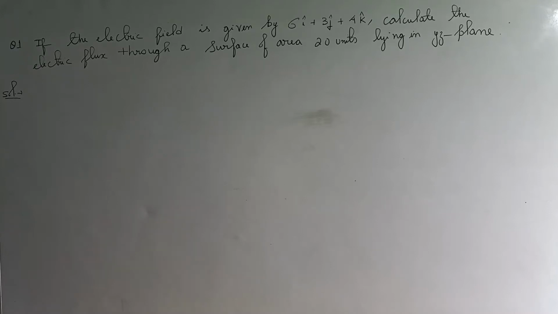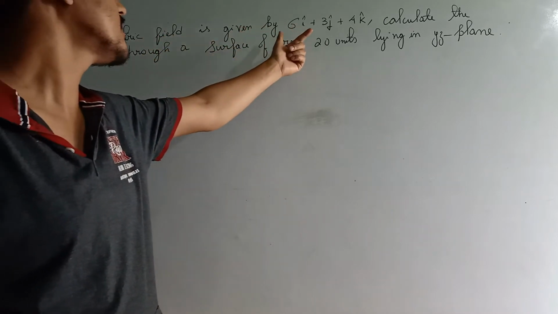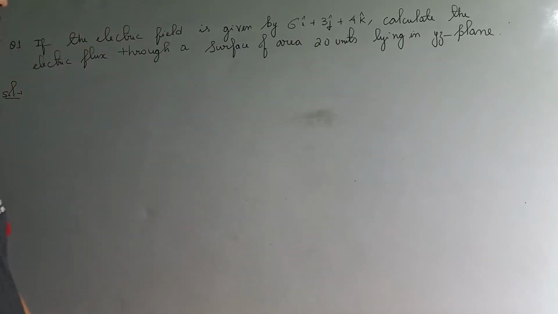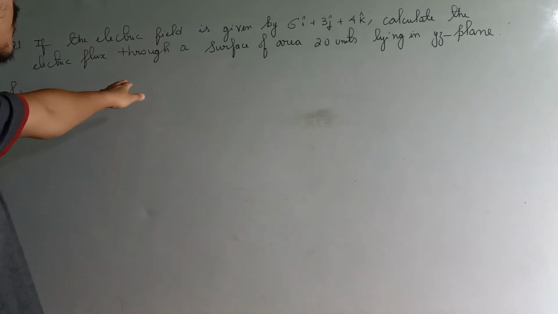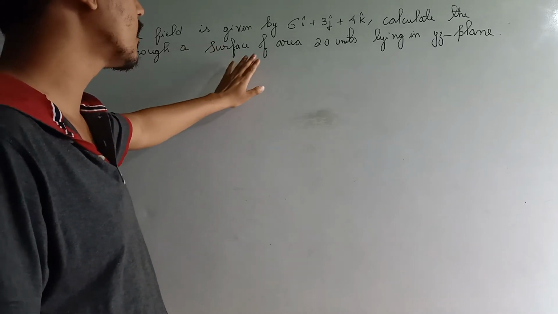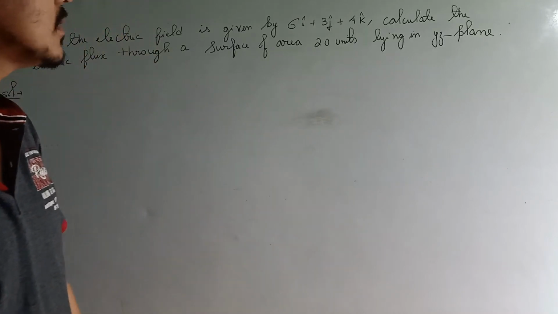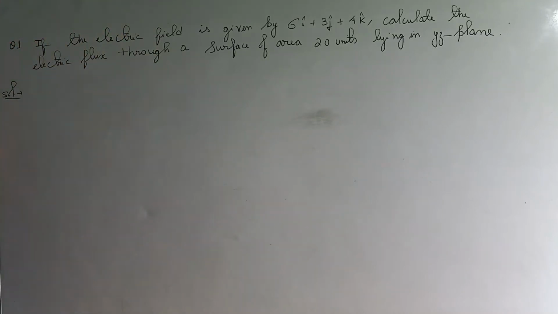So in this class, let us discuss some more applications of Gauss law. First, a numerical application. The electric field is given by 6i cap plus 3j cap plus 4k cap. We need to calculate the electric flux through a surface of area 20 units lying in the YZ plane.